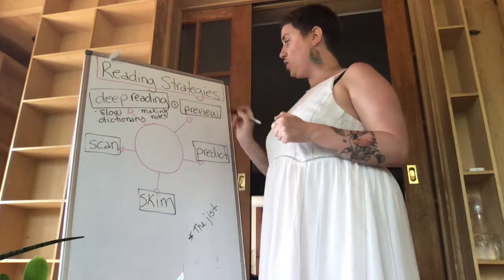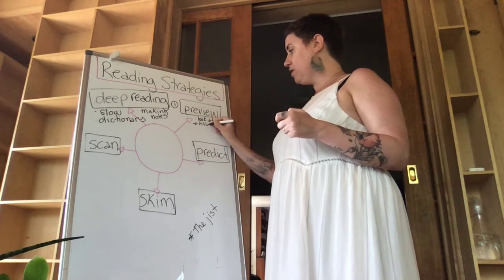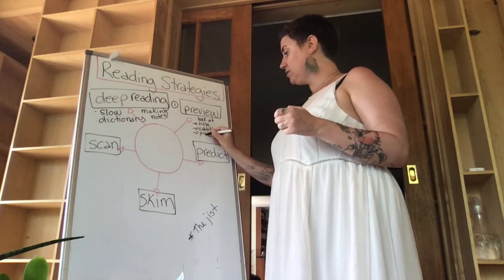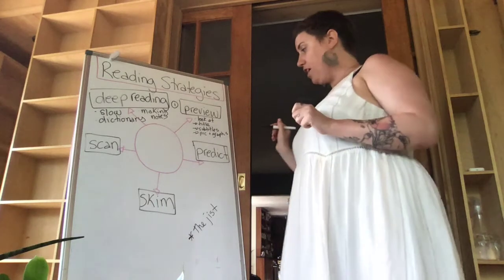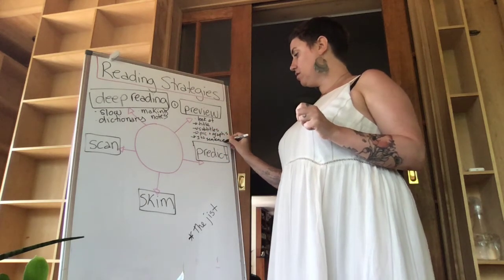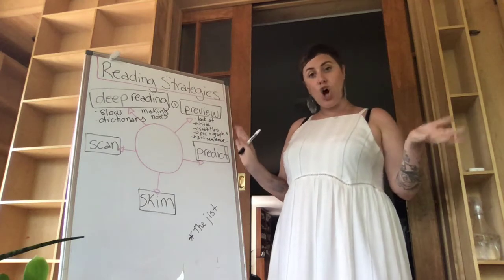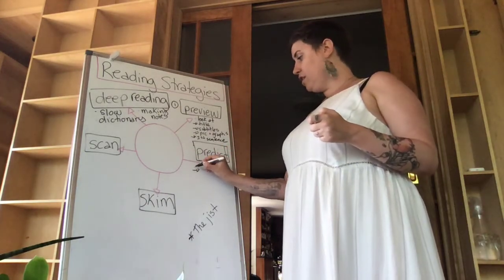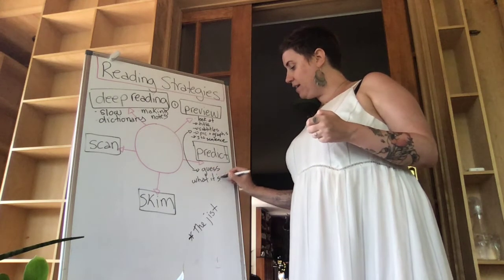So the first technique you're going to use is preview. And this is, you want to look at the title. You want to look at subtitles. You want to look at pictures and graphs. Sometimes if you want, you can read the first sentence. And you're going to take all of this information, this is before you read anything, and you are going to predict the main idea. So predict is using this information, you're going to guess what the reading is about.